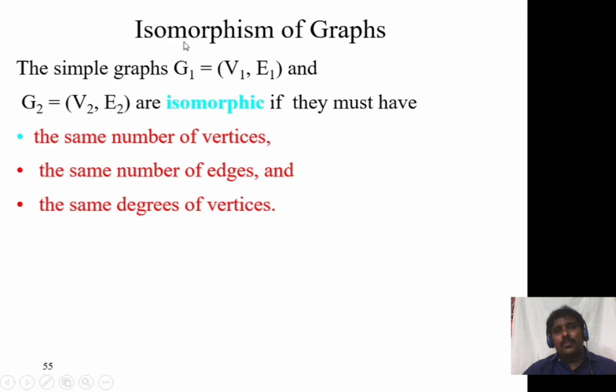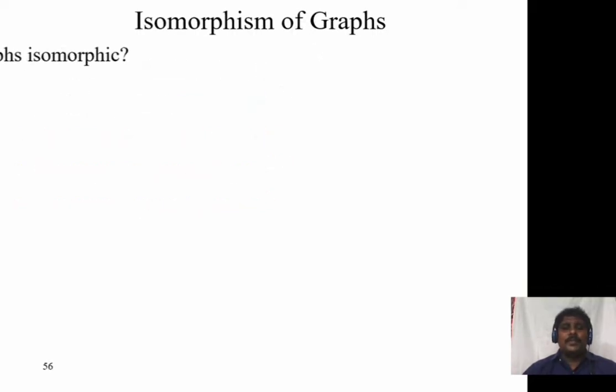So these are the conditions for isomorphism of graphs. If we consider two graphs, G1 equal to (V1, E1) and G2 equal to (V2, E2), we say they are isomorphic if they satisfy the following three conditions. Number one, both graphs have the same number of vertices; both have the same number of edges; and both have the same degrees of vertices. Then it is called isomorphism of graphs.